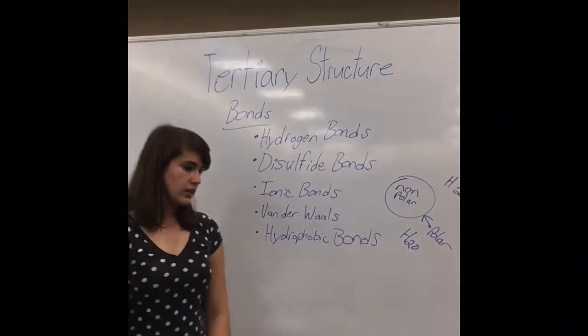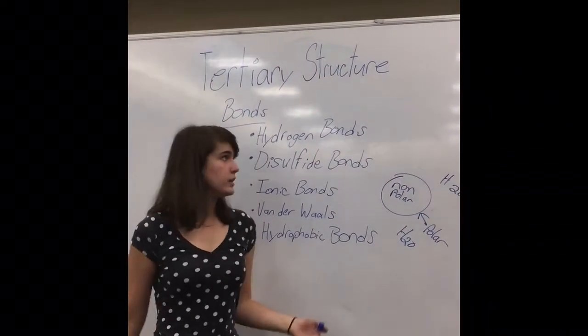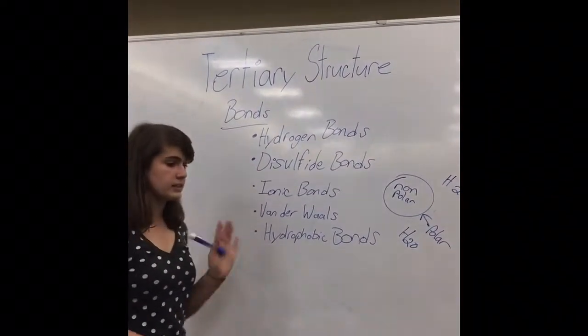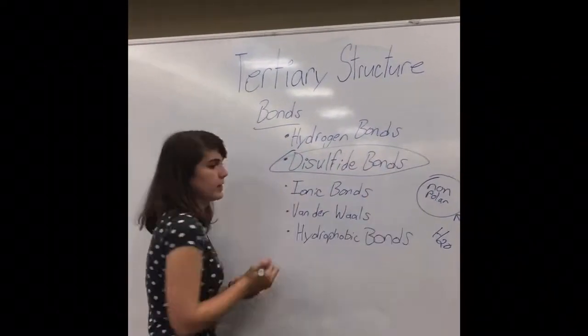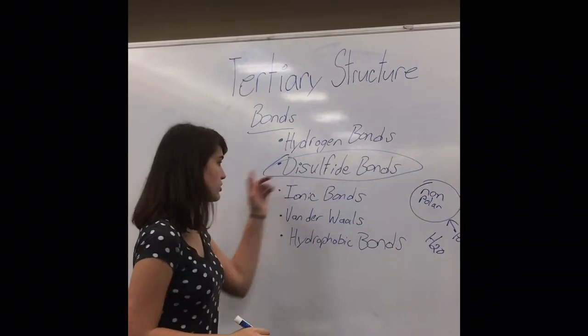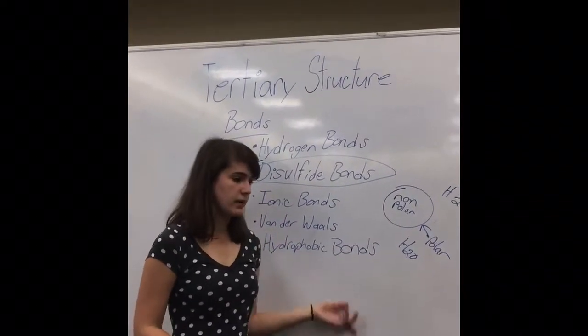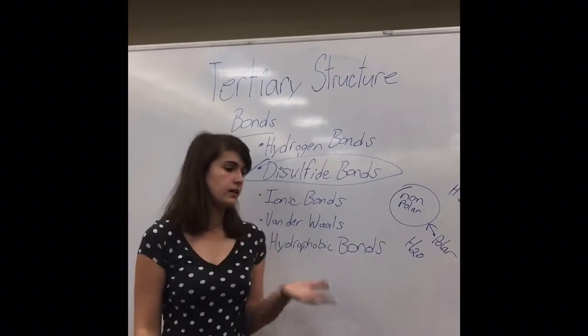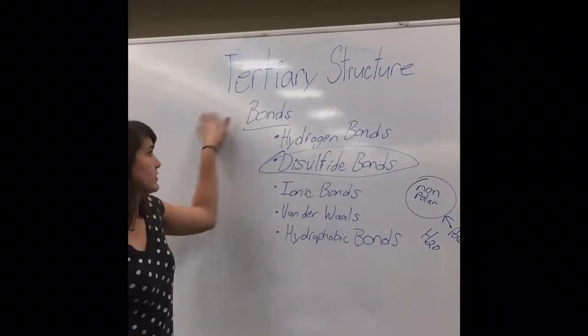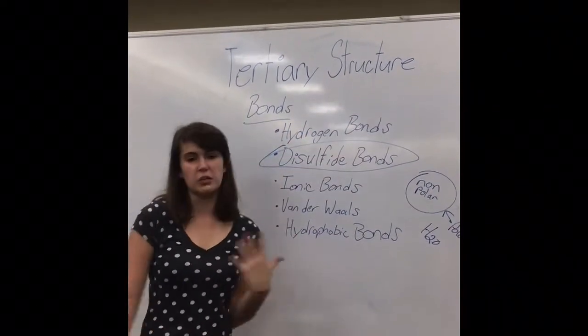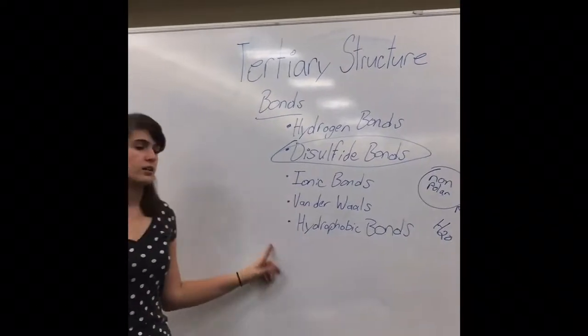And the strength of all these bonds, they're mainly fairly weak bonds, except for the disulfide bond right here. This one is a little bit stronger than the other ones because it is covalently bonded, and covalent bonds are stronger. But overall, the tertiary structure is weak because these other bonds are fairly weak as well.